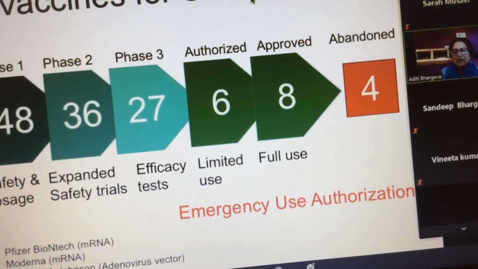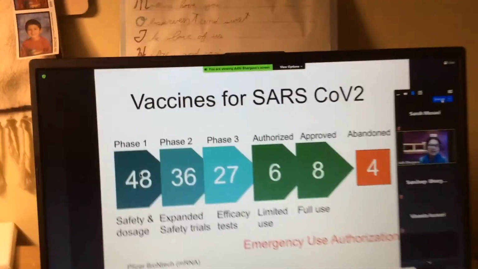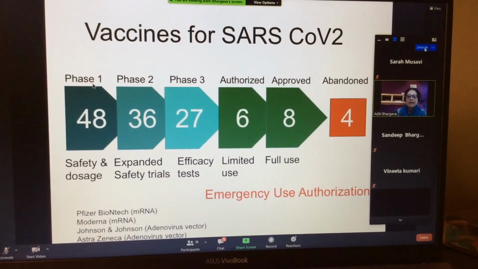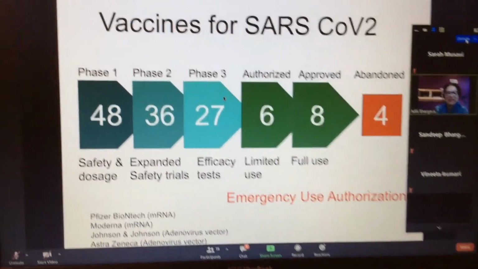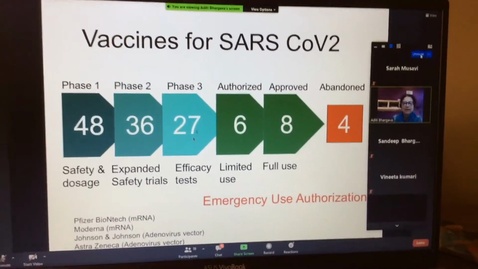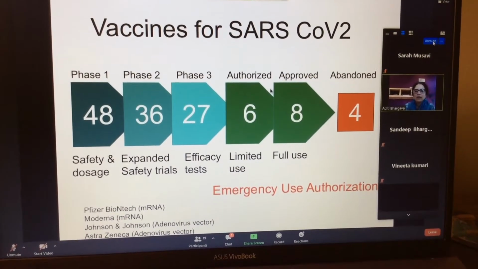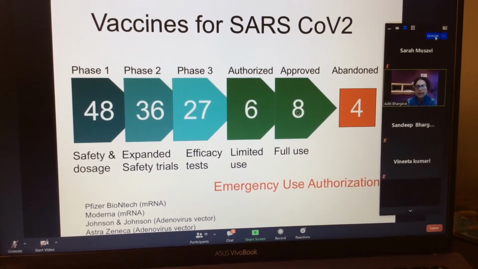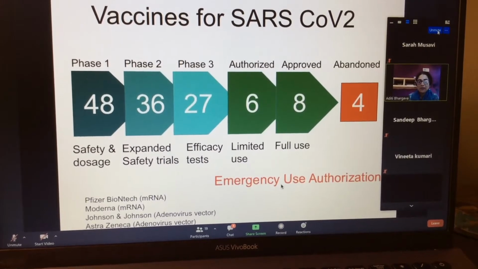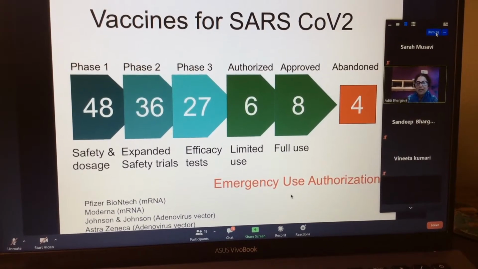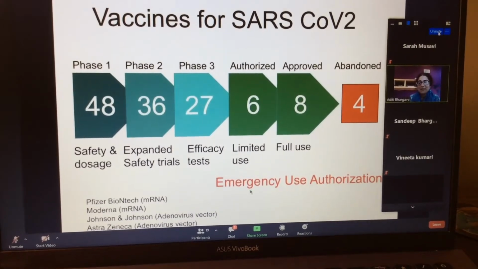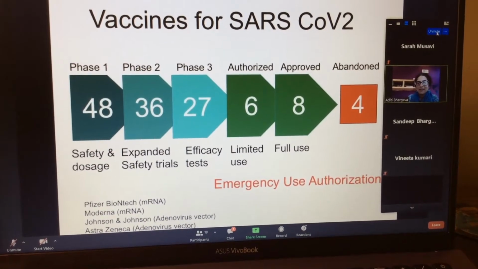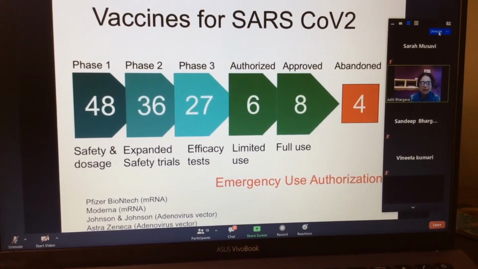Coming to the SARS-CoV-2 vaccines. Initially there were 48 vaccines that started in phase 1, and it takes a long process. In phase 3, there were still 27 that were tested for efficacy. So far, in different countries, a total of 8 vaccines have been approved for emergency use authorization. That's the operative word, meaning it's approved, but it's still under emergency use. So we still don't know the full adverse effects or the safety of these vaccines.